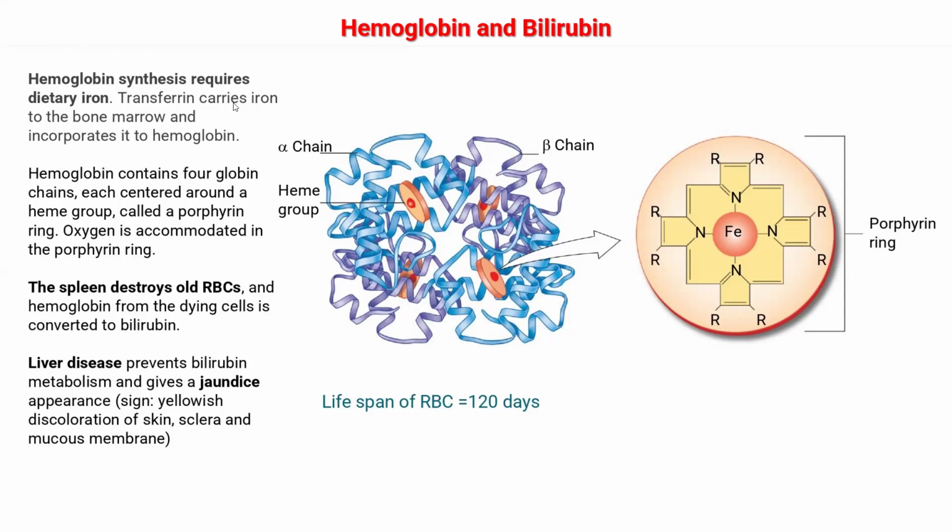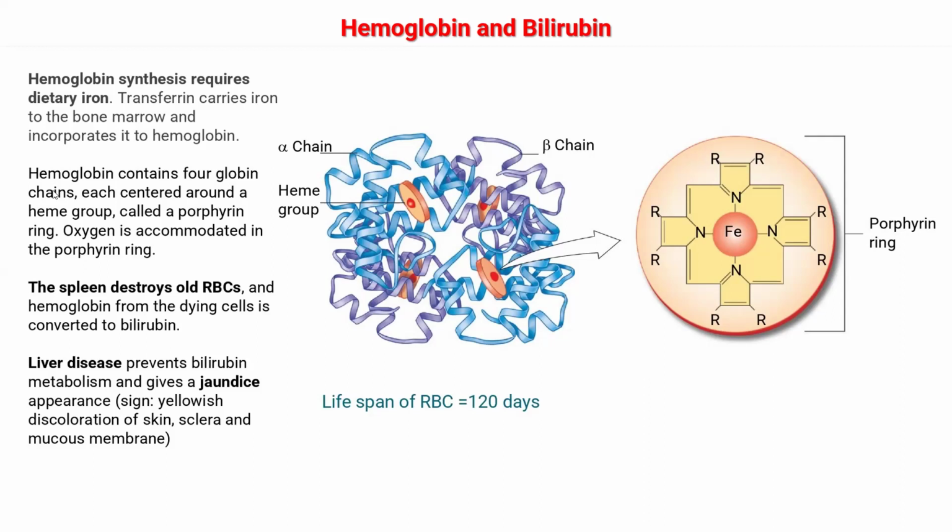Transferrin carries iron to the bone marrow, and when you look at blood investigations or lab work, you will see this value, transferrin. That's why we are talking about it. Transferrin is the iron carrier to the bone marrow and incorporates iron into hemoglobin. Okay, so this is the heme group, and these are globin. Globins are proteins.